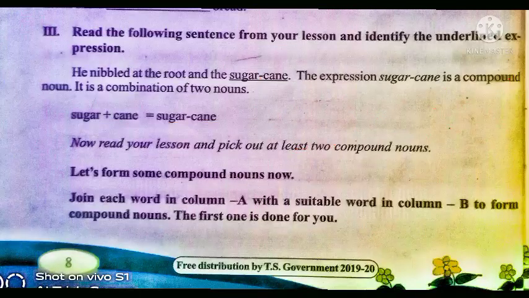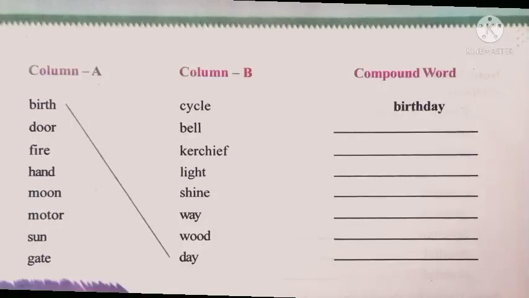Now read your lesson and pick out at least 2 compound nouns. If you read the lesson, you can find a number of compound nouns. Let's form some compound nouns now. Join each word in column A with a suitable word in column B to form compound nouns. Here the first one is done for you. Looking at the example in page number 9 under column A and column B, he has given separate nouns. So you have to join them and give a new form of word, that is compound word.